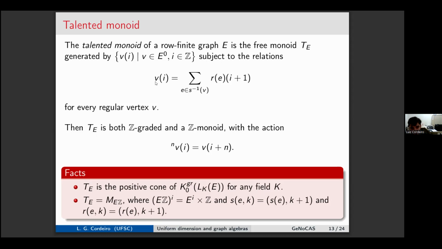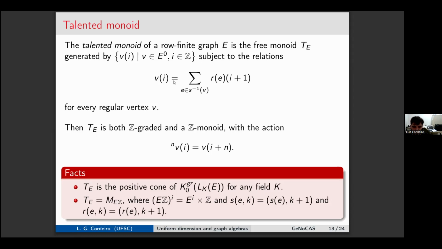However, you can always substitute a vertex V marked with I. I like to think of the marking as a time, where we arrive at the vertex with the sum of the ranges of the edges starting at that vertex, however, at the next time, I plus 1, for every regular vertex.